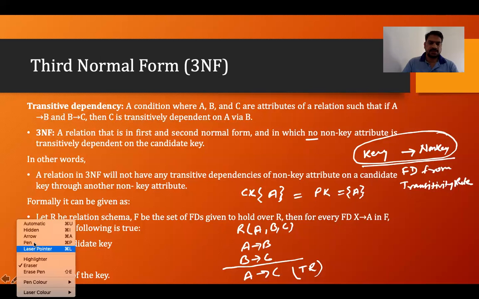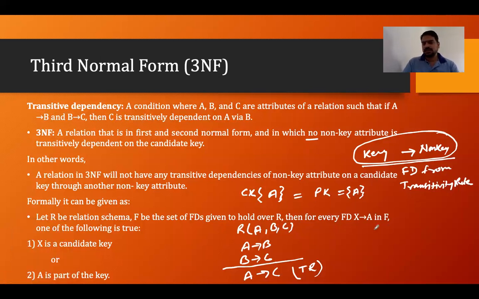I split the table in such a way that the problem will be resolved. So this R, which has attributes A, B, and C, will be divided into two, R1 and R2. In R2, I'll put those attributes which are creating the problem, which are A and C. So I'll put A and C in one table, right? And in another table I'll put A and then B.